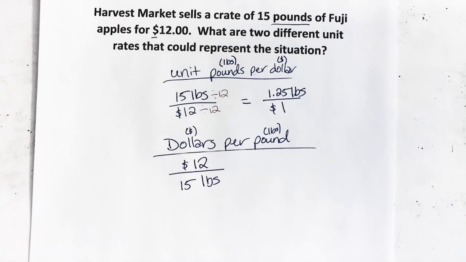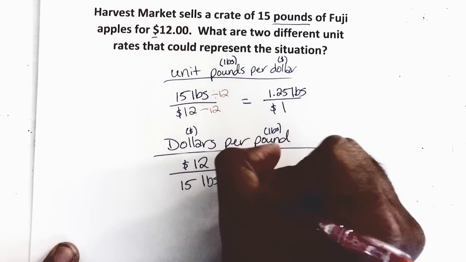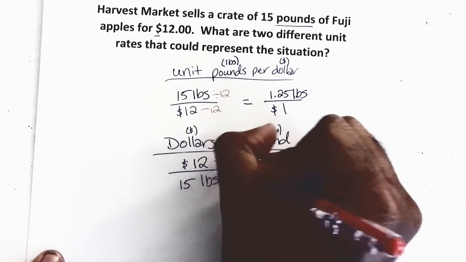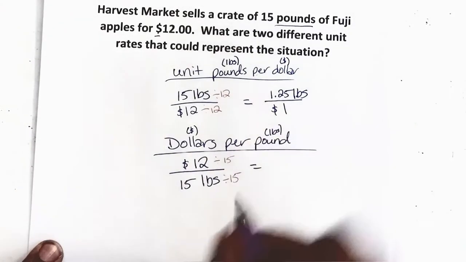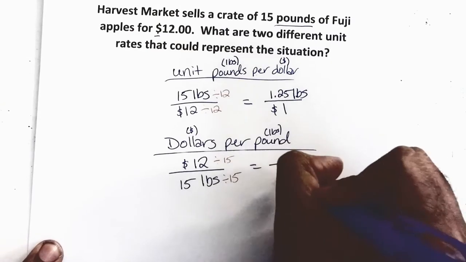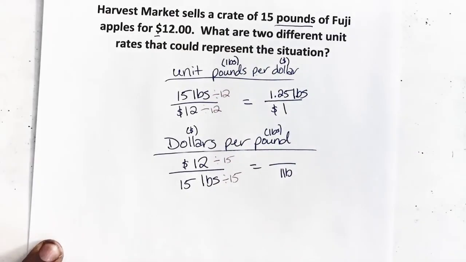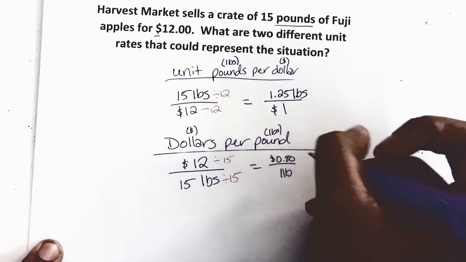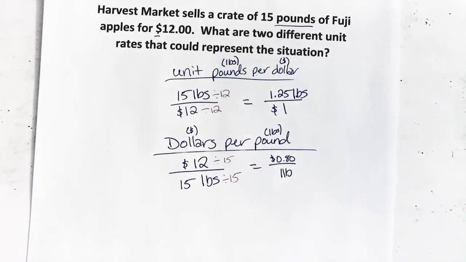So it's kind of different from the other one. For a unit rate, we need 1 pound in our denominator. What can we divide our denominator by to get us 1? Correct. I can divide by 15. And whatever I do to my denominator, I also have to do to my numerator to keep our equivalent ratio. 15 divided by 15 is going to give me 1 pound, and 12 divided by 15 is going to give me 80 cents. So what does that mean? Correct. It means that it's 80 cents for 1 pound of Fuji apples at the harvest market.